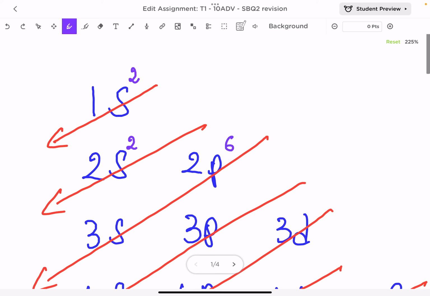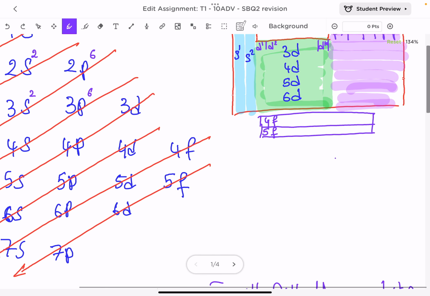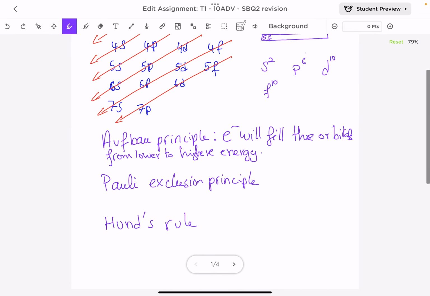Now p has 6 electrons. If I don't put 6 here, I can't move to the 3s. If I don't have 2 here, I can't move to the 3p, and so on. So keep in mind, s can maximum hold 2 electrons, p can maximum hold 6, d can maximum hold 10, and f can maximum hold 14. So, Aufbau principle: electrons fill the orbitals from lower to higher energy. You cannot skip until the previous one is full.